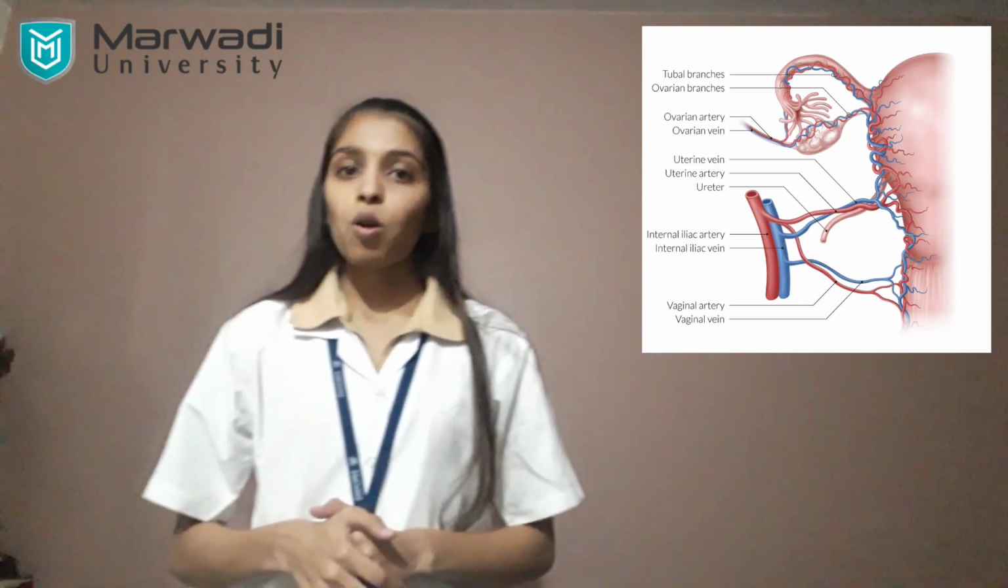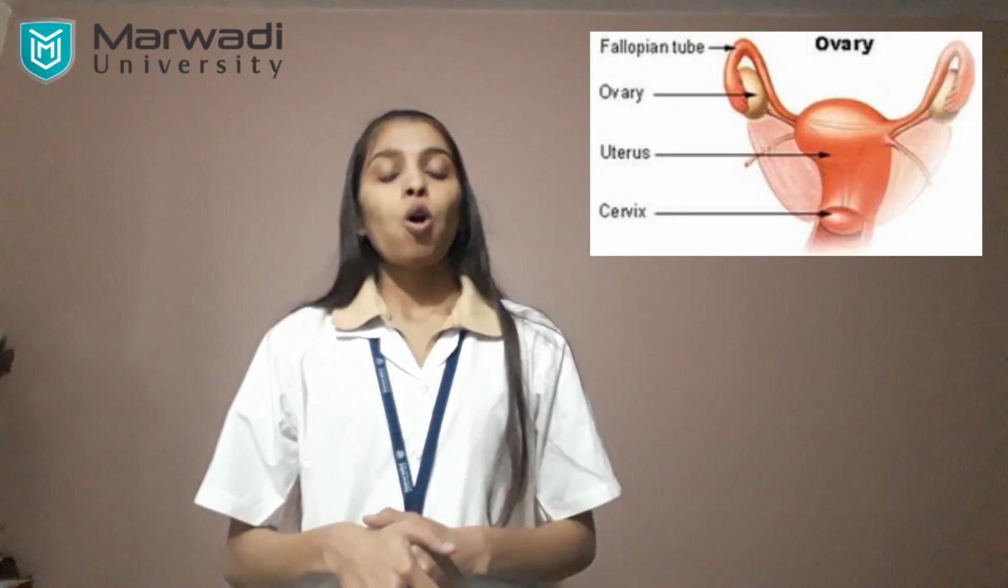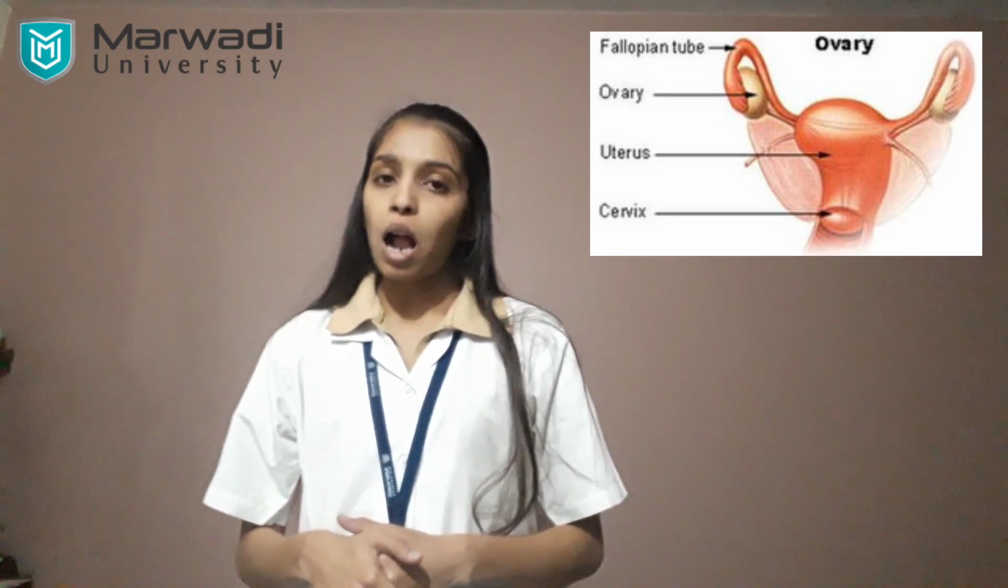Blood supply of the fallopian tube: uterine and ovarian arteries and ovarian vein. Nerve supply of the fallopian tube: ovarian and uterine nerves. Next, the internal organ is the ovaries. The ovaries are two almond-shaped bodies.